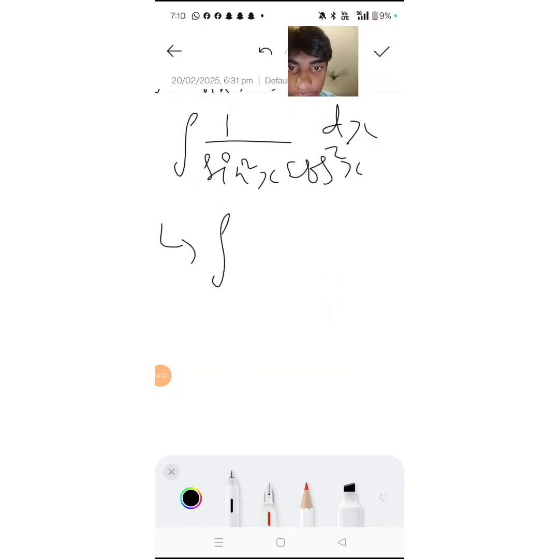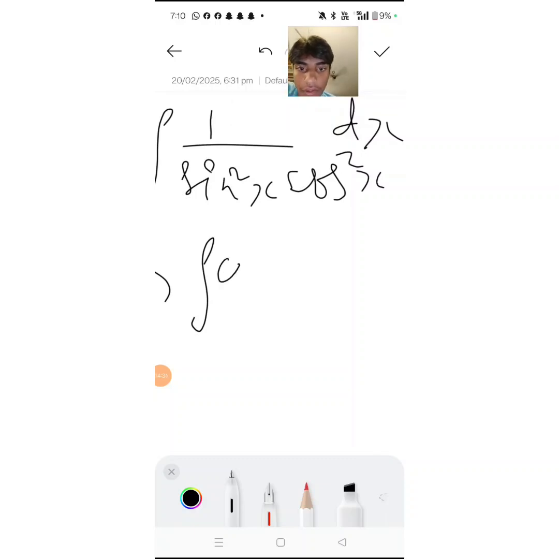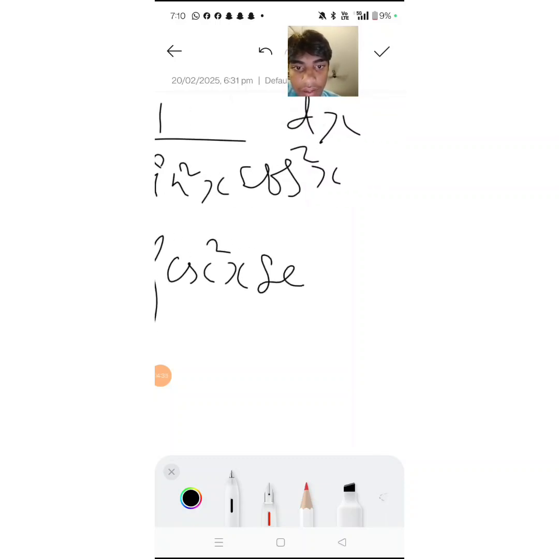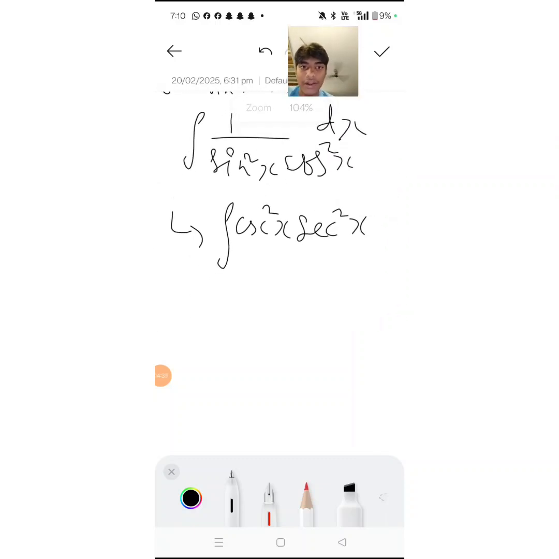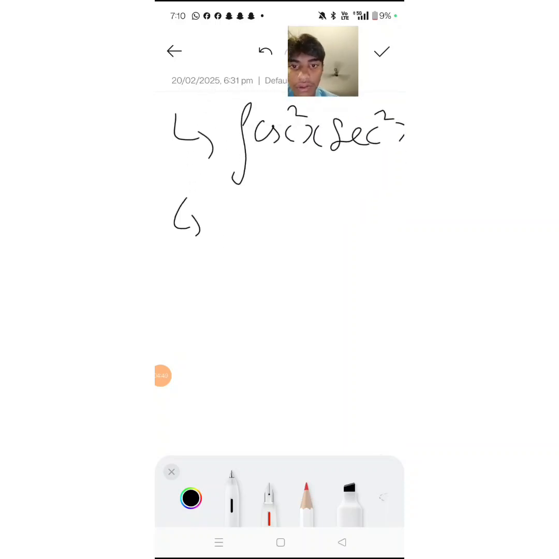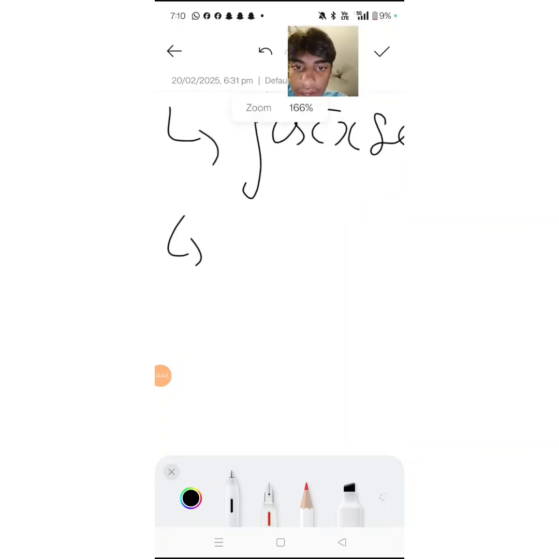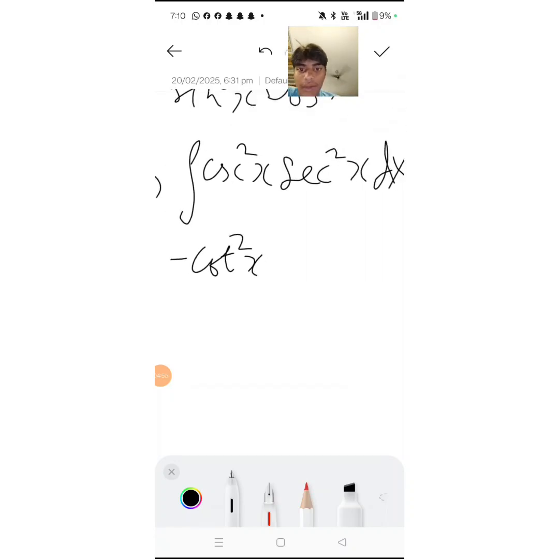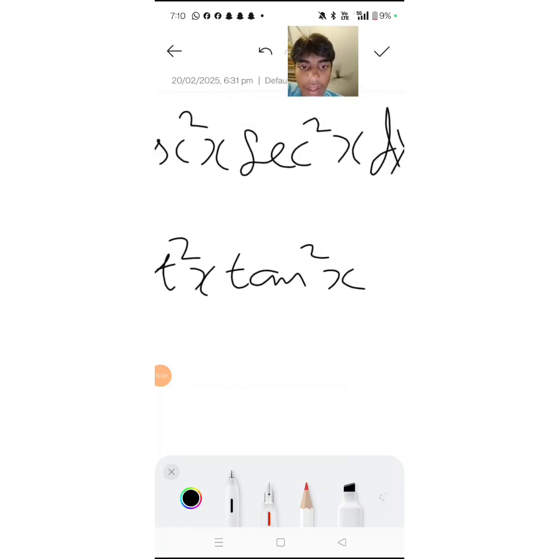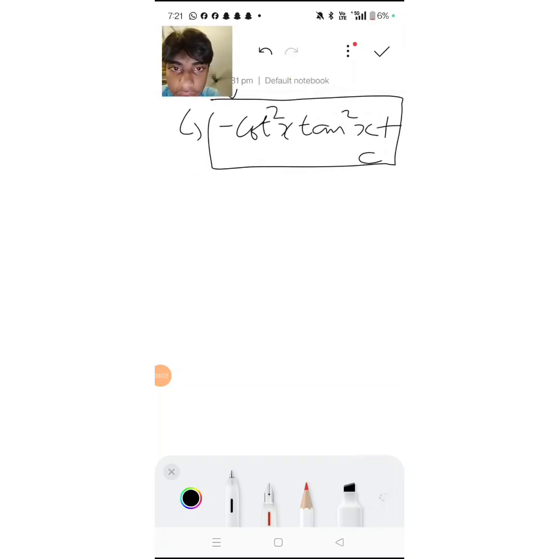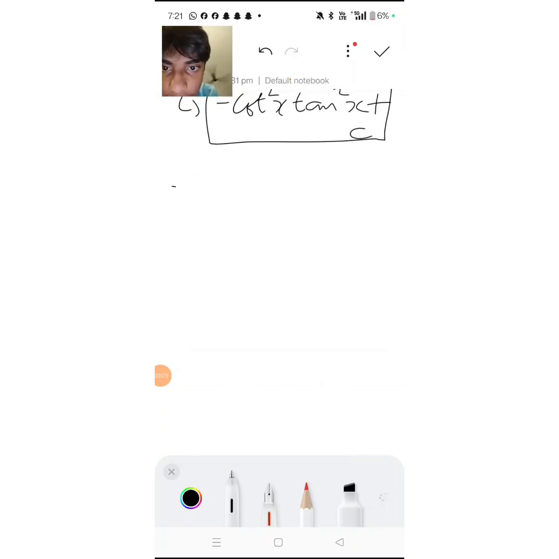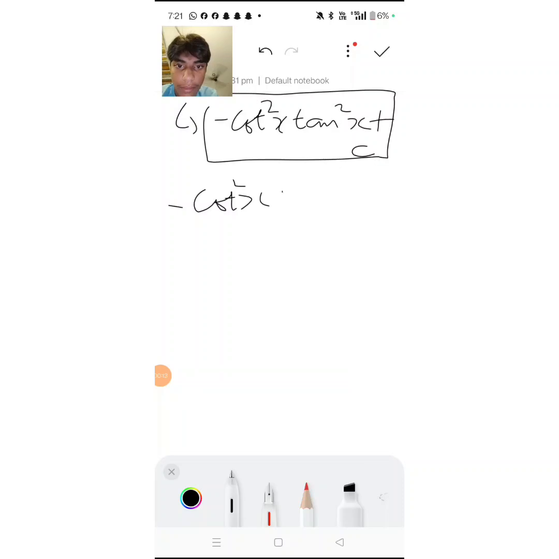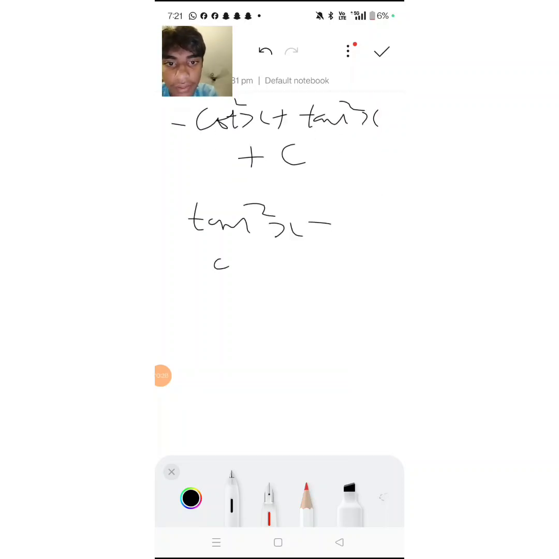Just becomes what? The integral of, ultimately this goes on top, so it is cosecant square x secant square x dx. Now just find the integral of both of them. Negative cot x, right? And then secant square x is just tan x. So it's tan x plus c. Your final answer, though, in this case, since it's an integral, you're separating it with a plus sign. So this is negative cot x plus tan x plus c. So you can just say tan x minus cot x plus c is your final answer.